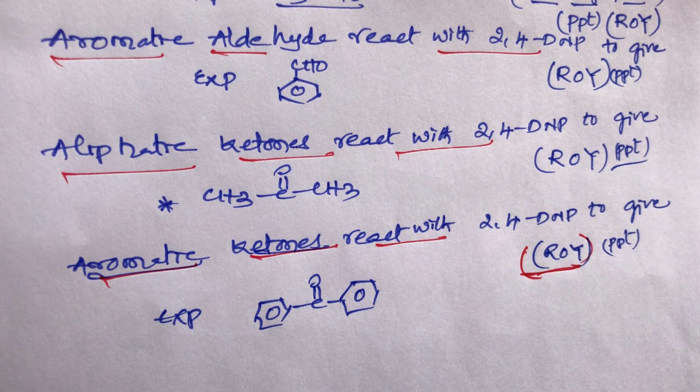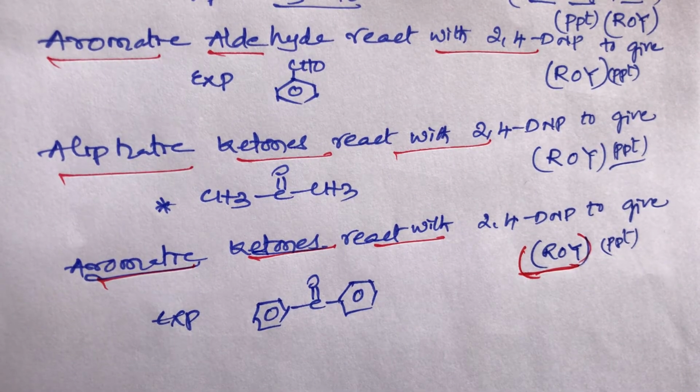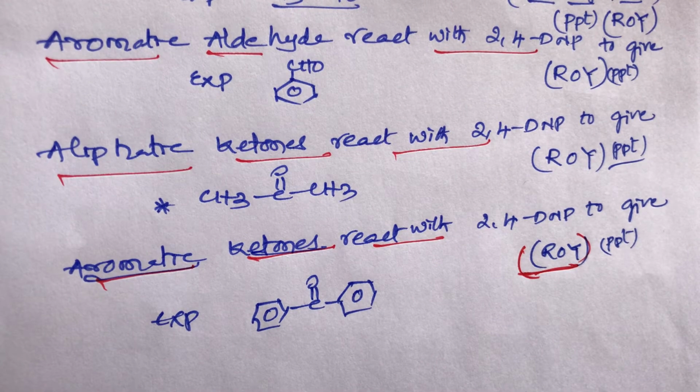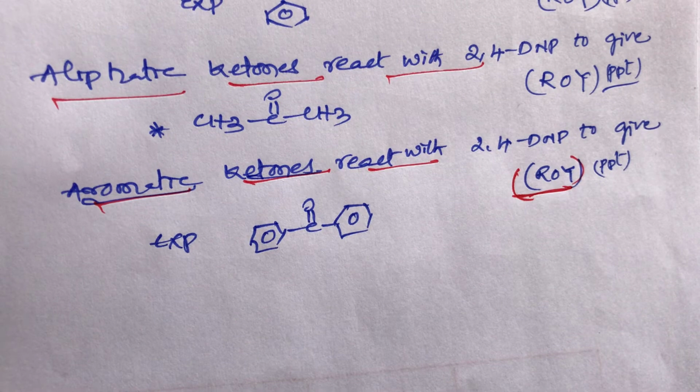2,4-DNP can react with aliphatic aldehydes, aromatic aldehydes, aliphatic ketones and aromatic ketones, everything, to give a positive 2,4-DNP test. So I will take examples for the reactions. I will take the example of acetaldehyde.